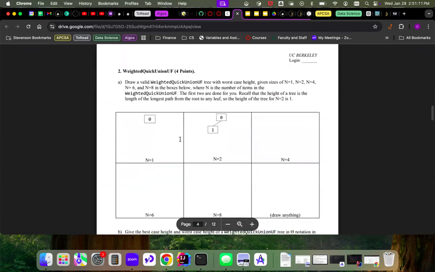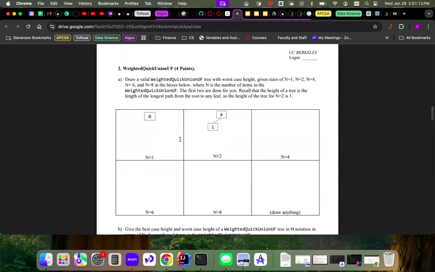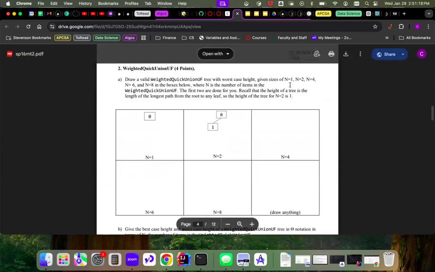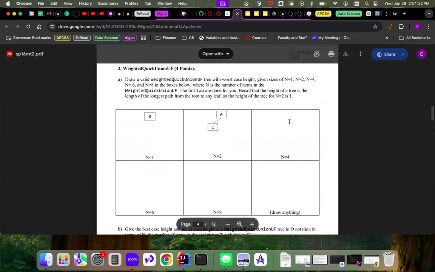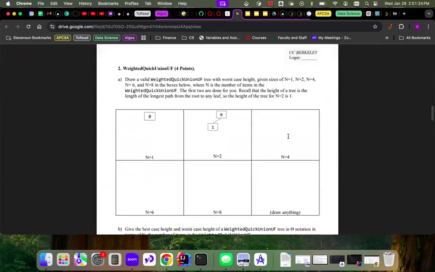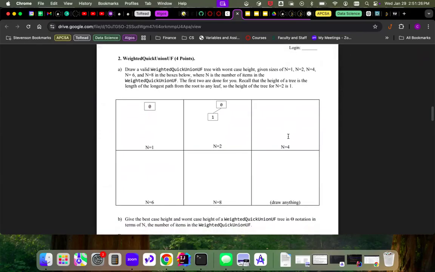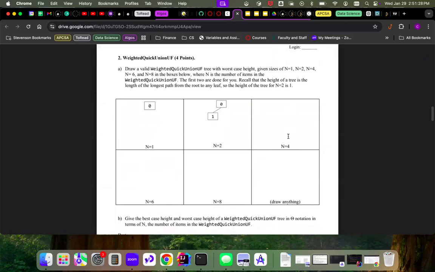Draw a valid weighted quick union tree with the worst case height given sizes of n 1, 2, 4, 6, 8 in the boxes below, where n is the number of items in the weighted quick union. The first 2 are done for you. Recall that the height of the tree is the length of the longest path from the root to any leaf.